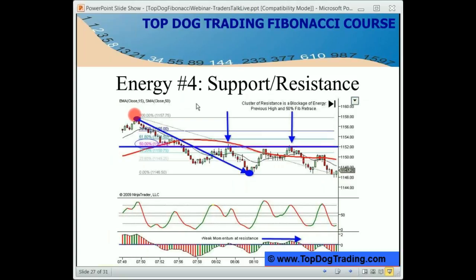Support resistance, we talked about this with Fibonacci already. Again, but I'm just going to put it all together for you now. So here's our impulse move. Here's our Fibonacci retracements. Here's a level. We'll just talk about this one today since there's only about 4 minutes left. And we're looking for the confluence of the energies. So we've got a cluster, this high and the 50 Fibonacci. There's our cluster. Cool. So that's a stronger resistance level.